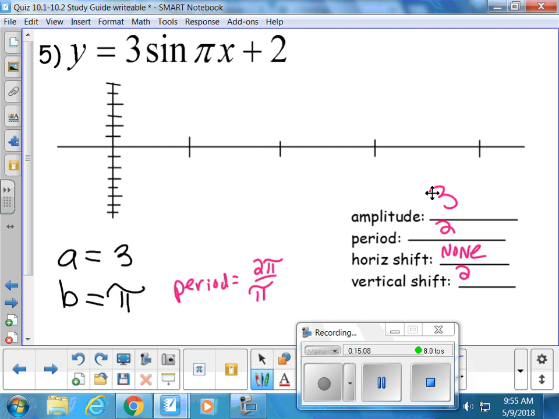Let's see how you do. You have 4 hash marks to label. What are you going to do? Riley? Why is there no horizontal shift? Because there's no one in the parentheses. Horizontal shift would always live in the parentheses with X.